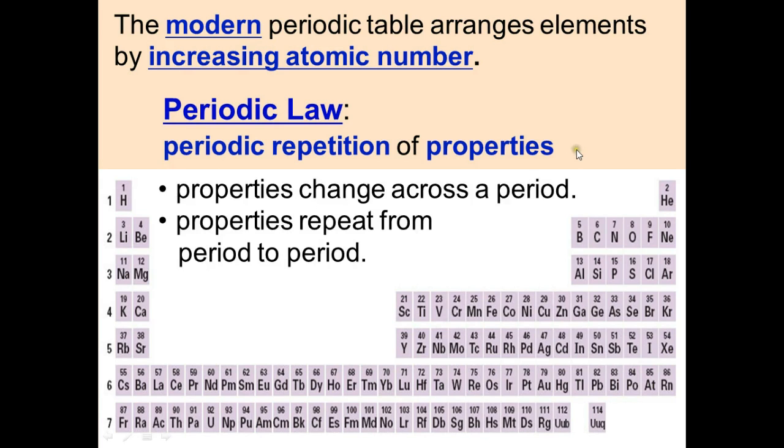Properties change across the period. Once we move down the rows, we change properties, and then properties repeat from period to period. So in period 1 we have 2 properties, and then in period 2 these properties will repeat. Let's do an example and show you this. Because groups, these vertical columns, have similar properties, once we reach the end and go back down, we'll be going through similar groups, and we'll repeat properties.